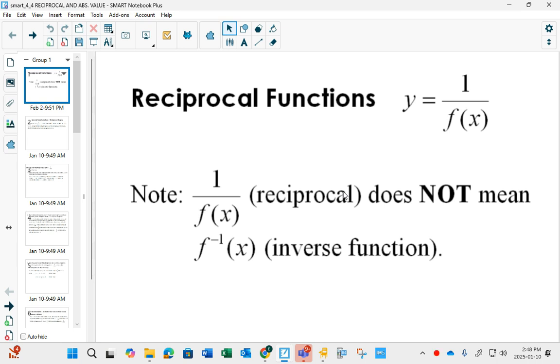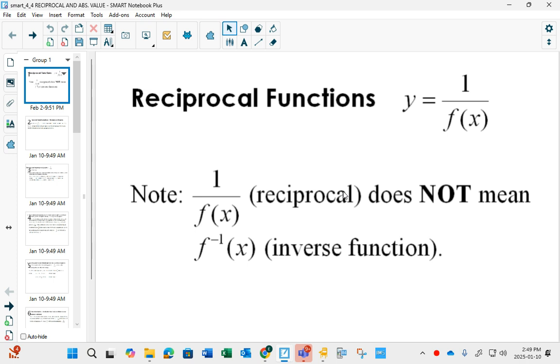In chapter 2, you did all sorts of reciprocal graphs where you had a polynomial on the top and a polynomial on the bottom. This reciprocal function is now saying we are going to learn how to graph if you put any function whatsoever on the bottom of a graph. If you know how to graph log, you can graph 1 over log.